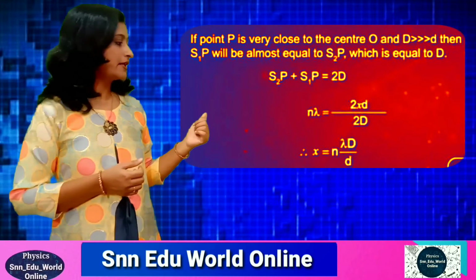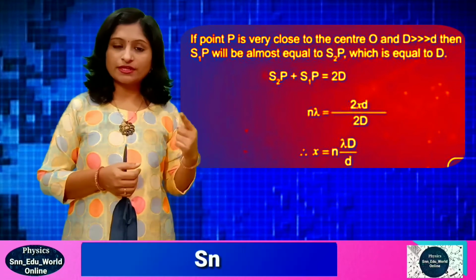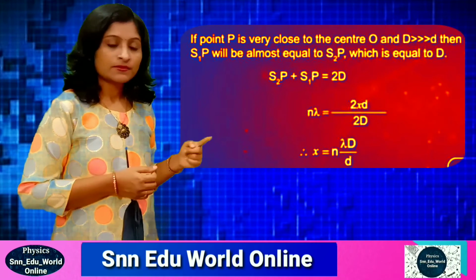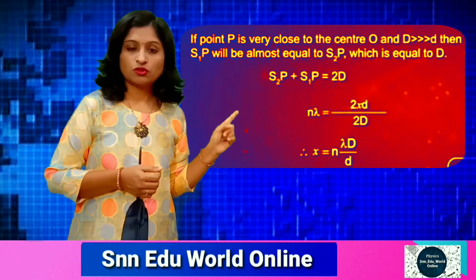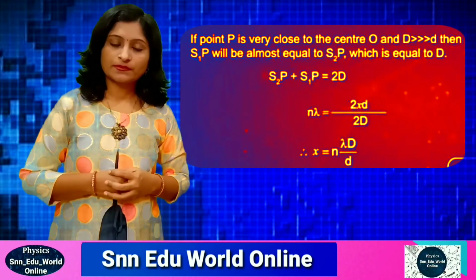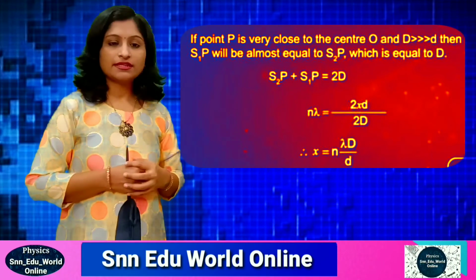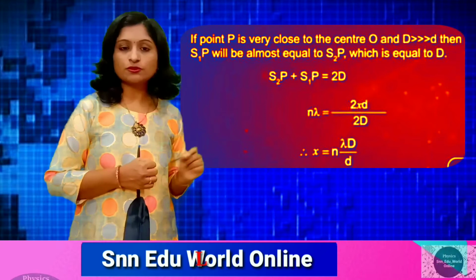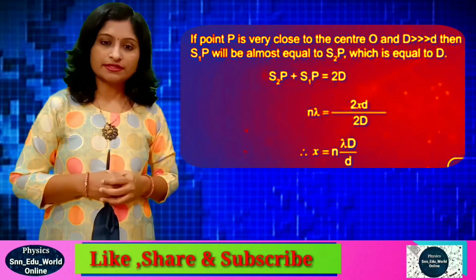Okay, so here we get the path difference, which we already know is n lambda. So n lambda equals 2xd, small d, divided by 2 capital D. Okay, now the 2 gets cancelled, and we get n lambda equals xd divided by D.